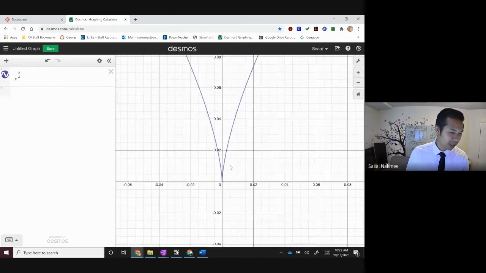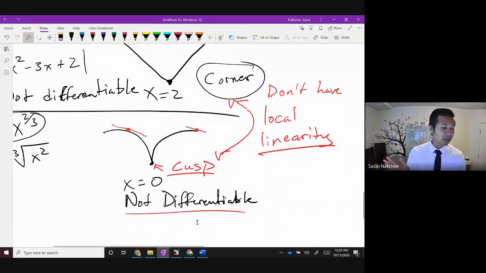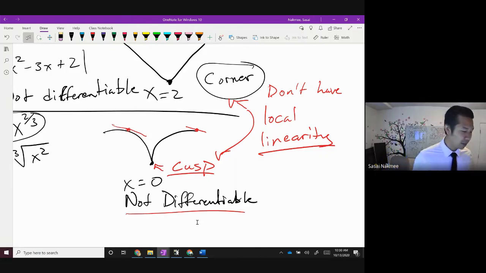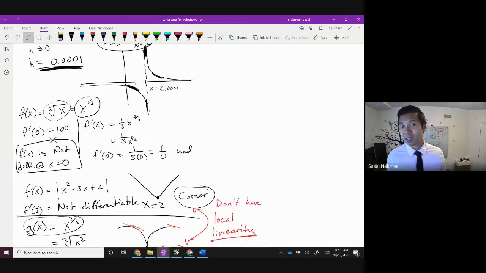So keep that in mind. If I ever ask you if something is differentiable or not, keep an eye out to see if there's any local linearity. And basically, if you have a corner or a cusp, you would just say not differentiable, no local linearity there. If you have something that has an asymptote there, that rule still applies, by the way. There's no local linearity there. You zoom in, the function never touches, and you actually can't draw a straight line for that function at that point at x equals 2, wherever you have that.